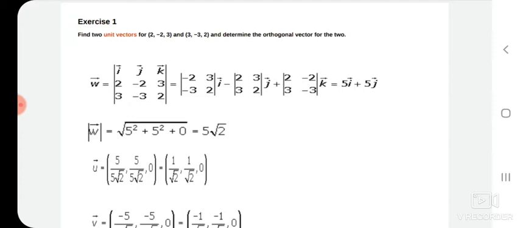In terms of determinant, we can write i, j, k; 2, minus 2, 3; 3, minus 3, 2. Just write down the x, y and z components of vector A and the x, y and z components of vector B. Now, I is constant. If we solve this determinant, I is constant times minus 2 into 2 and 3 into minus 3.